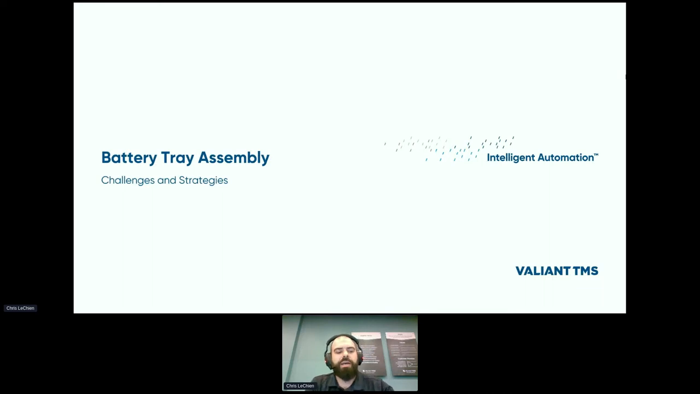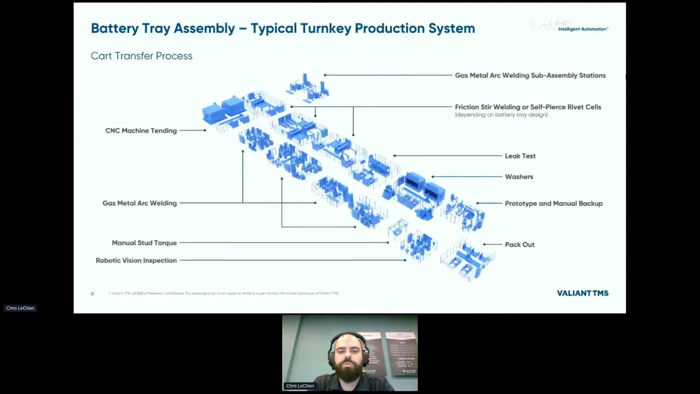So initially, getting into battery tray assembly, what we're talking about here is the actual battery trays that the battery modules would be installed into. So we're not talking about installing lithium-ion cells yet, but actually building up the basic tray that would house those components. Specifically, this is going to focus more on the aluminum battery trays and the specific technologies used there, but the same references would apply to steel battery trays.